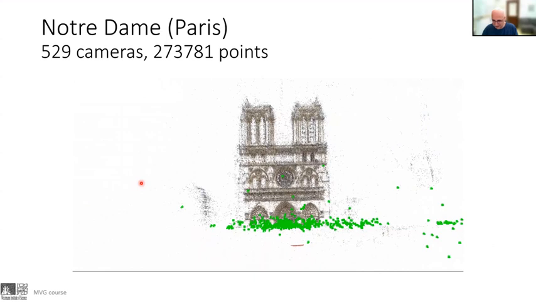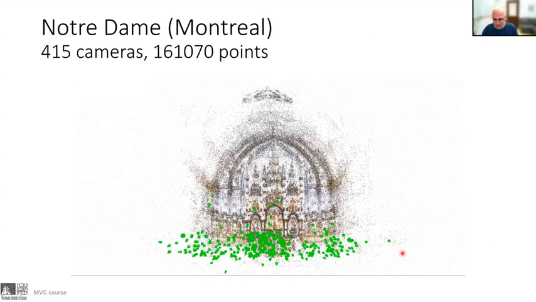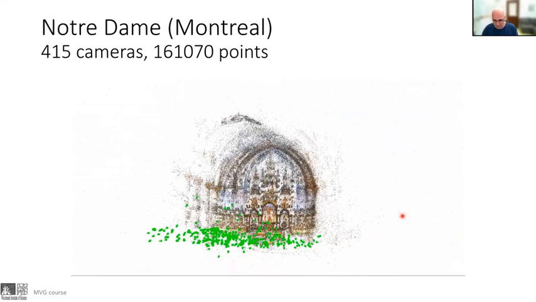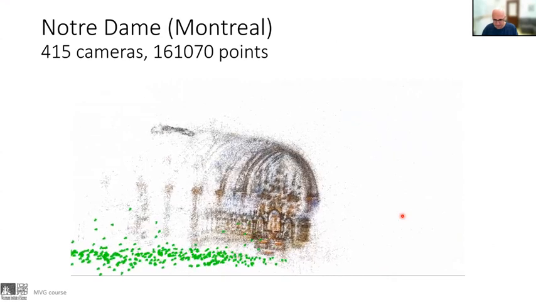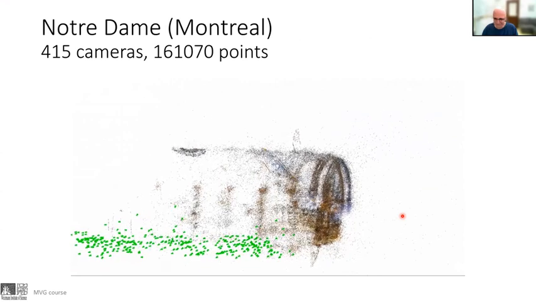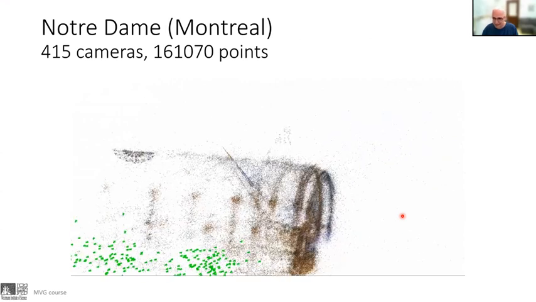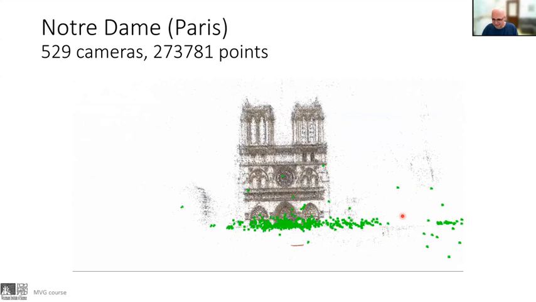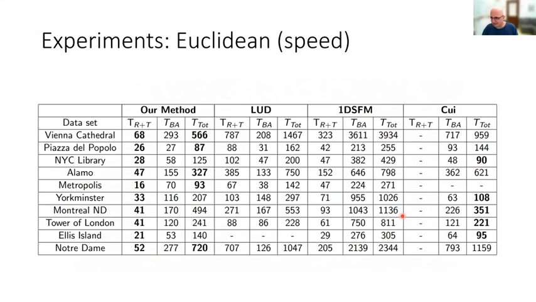The cameras are the green things here. And here is another Notre Dame in Montreal. How much time did it take to calculate it? About 10 minutes, I think. 10 minutes on 1 million GPUs.